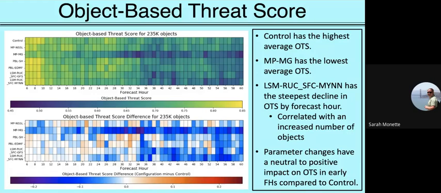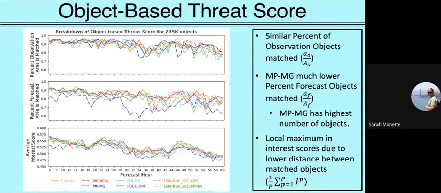And then on the bottom, we have our comparisons, the differences from the control. We noticed that a lot of the parameter changes, minus the Morrison-Gettelman microphysics schemes, actually seem to have at least a neutral or even a positive bias in the OTS, at least in the beginning of the forecast hours. But by the end of the forecast hours, they were worse than the control. So next slide.